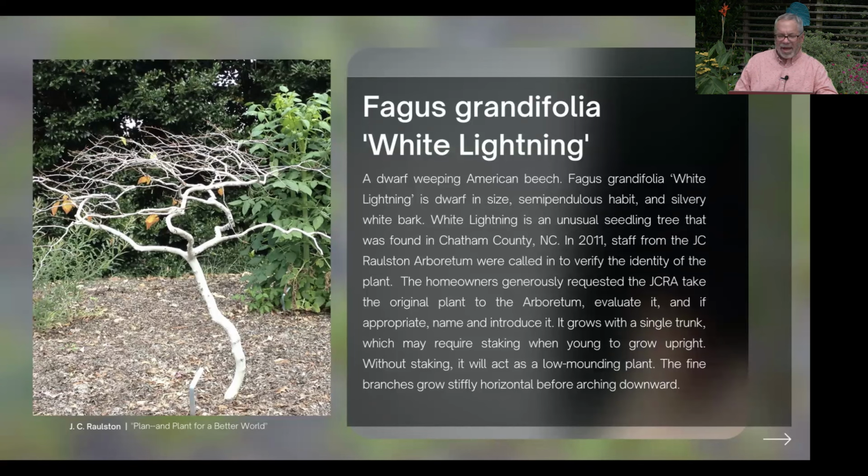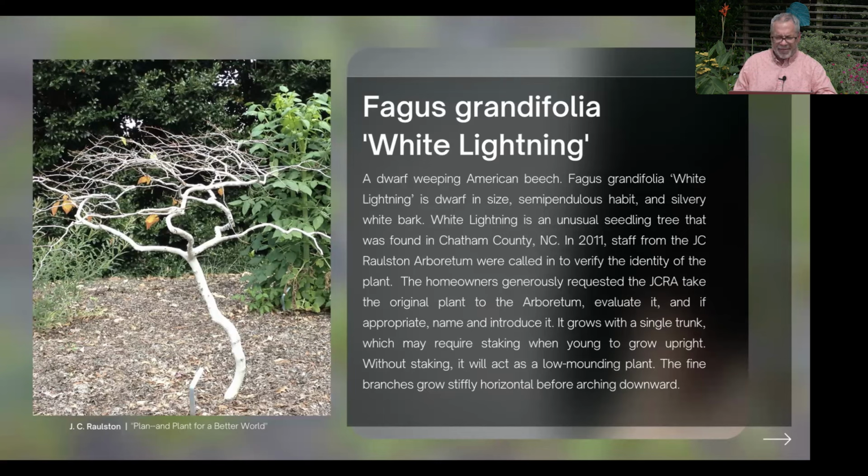This is one somebody found in the woods. Our native Fagus grandifolia, our native beech. Very few named cultivars of American beech. All the named cultivars are pretty much all the European beech. And a woman came to us and told us her neighbor had this unusual plant in their yard. So we went and saw it, and it was this weeping beech that we named White Lightning. It took us forever to figure out how to propagate it.